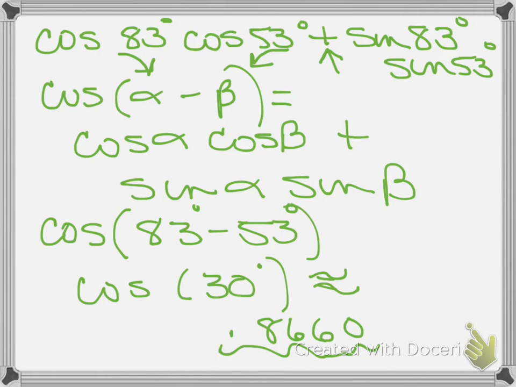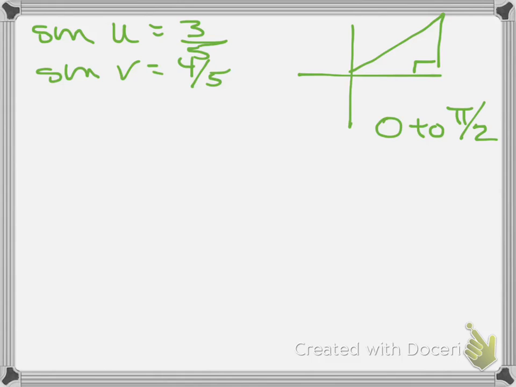Not all of these answers that you get here will be things that you will find on your unit circle, because the idea here is to be able to work with the identities and put them back together. This last one I want us to look at is number 66 in your book. It tells us that sine of u is 3/5 and sine of v is 4/5.